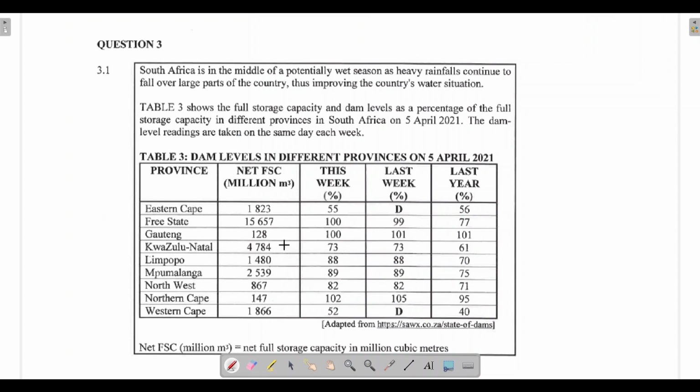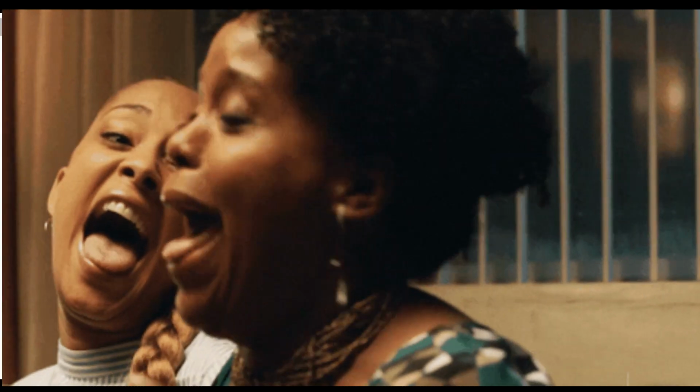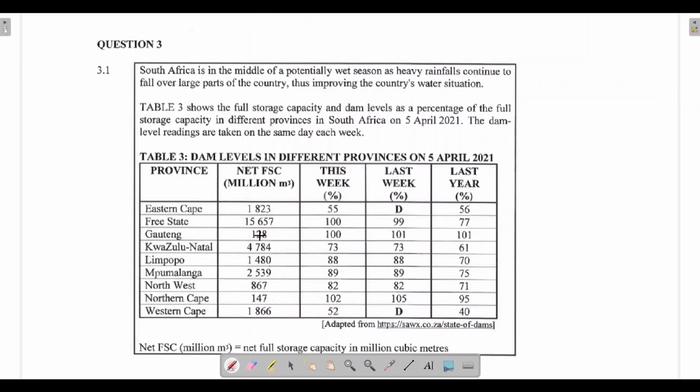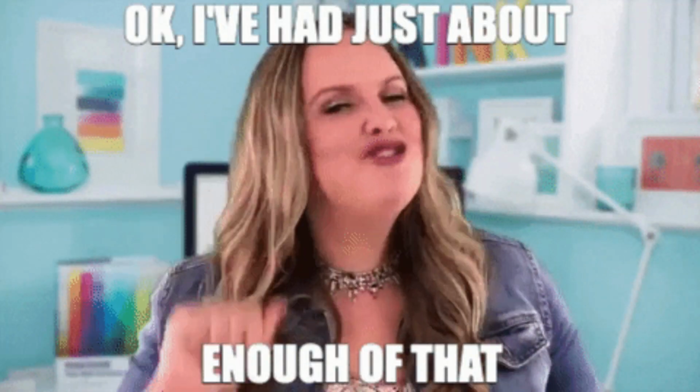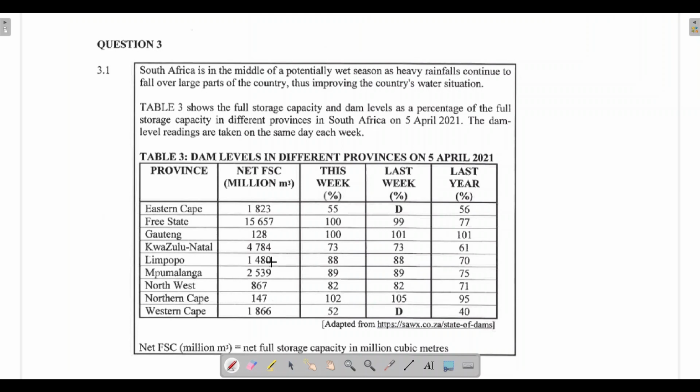So how do we basically read these values? In the Eastern Cape, the net full storage capacity is 1,823,000 cubic meters. In Free State, it's 15,657 cubic meters. In Gauteng, it's 128 million cubic meters, right? In KwaZulu-Natal, it's 4,784 cubic meters, right? And so on and so forth. So that is basically how we are going to read that first column.